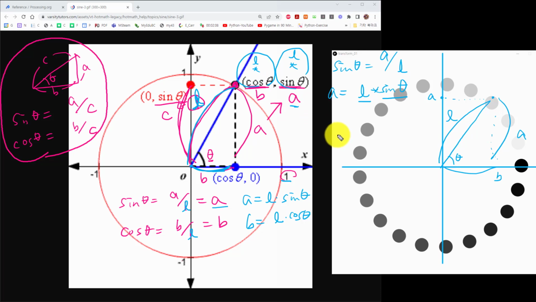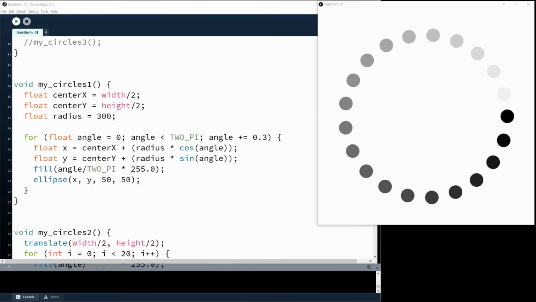And what about cosine theta? Cosine theta will be B divided by L, which means B equals L times cosine theta. That's the point here. So what are x and y? I have to change the A and B symbols: this B is x, this A is y. But the thing is, if you know the angle and the radius of the circle, you know the A and B coordinate numbers. I told you there are several ways, right? So this is the first way.